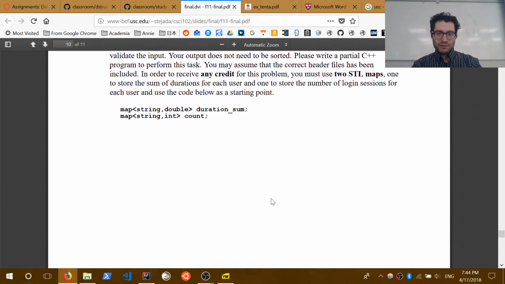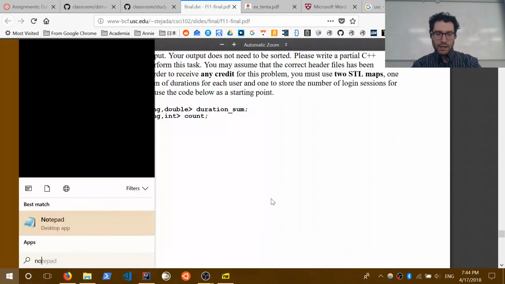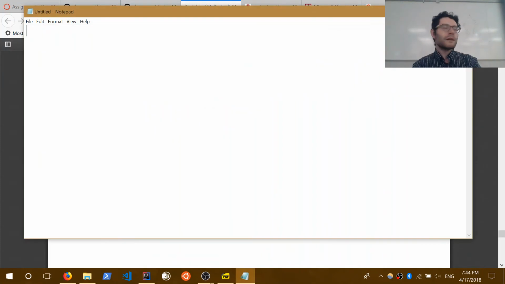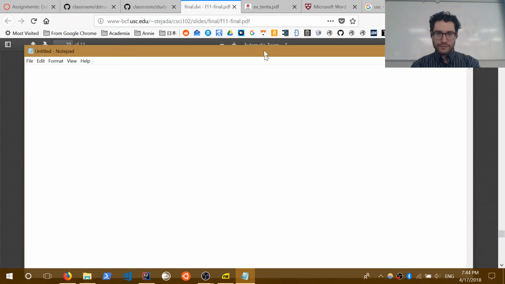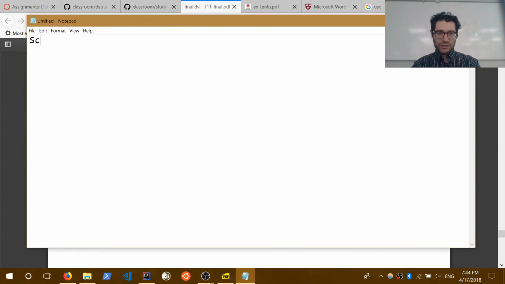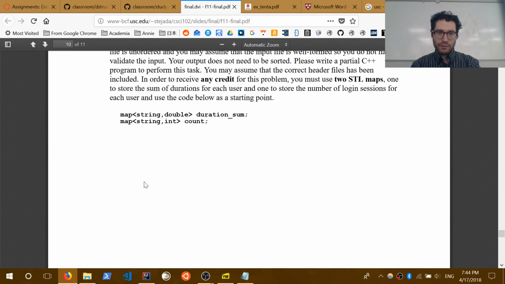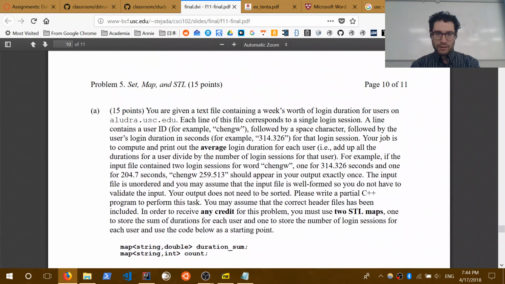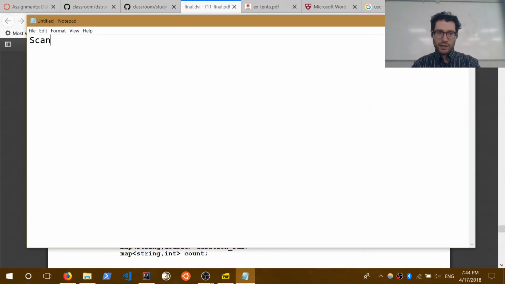So let's go ahead and try writing this up. I've got a file, and unfortunately, I'm going to have to parse it. Let's say what's our input file called? I'll just call it input. So scanner, file f is equal to new File.